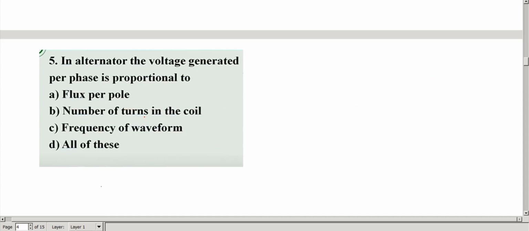Next question: in an alternator, voltage generated per phase is proportional to? This is a simple question. E equal to 4.44 f phi times turns per phase. So flux is there, right? Number of turns is there, right? Frequency is there, right? All of these is the right answer.